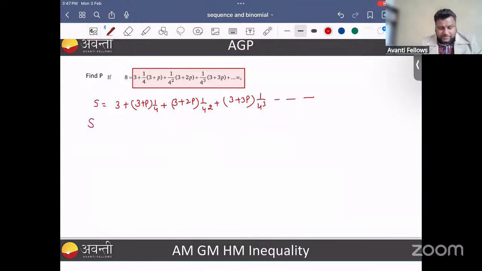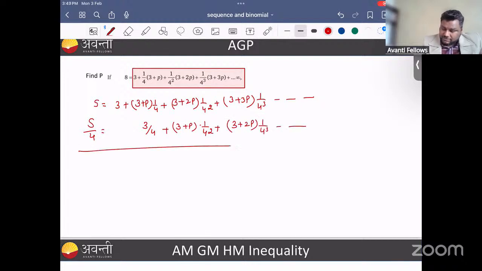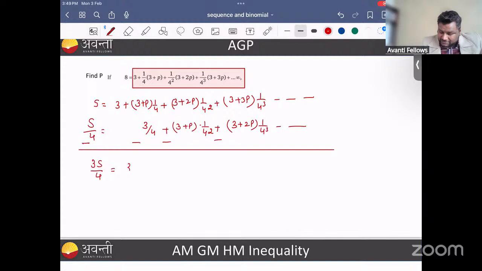Multiply this series by 1 by 4, which is the common ratio of the GP. So it will be 3 by 4, (3 plus P) into 1 by 4 square, (3 plus 2P) into 1 upon 4 cube, and so on. Now if you subtract both of them, this will be 3S by 4 equals 3 plus P by 4, plus P by 4 square, plus P upon 4 cube, plus and so on.